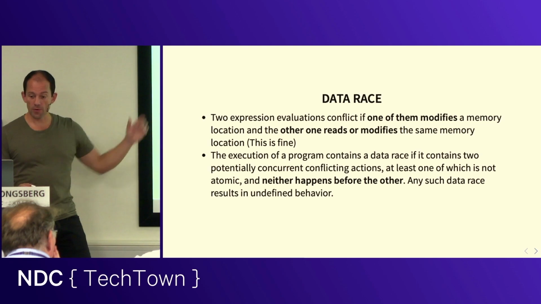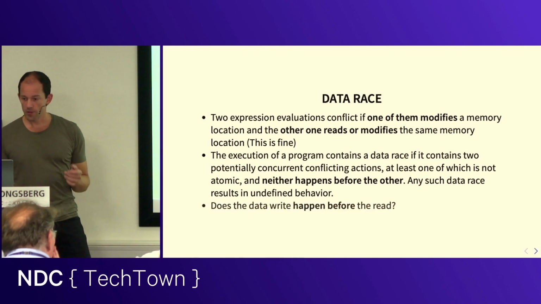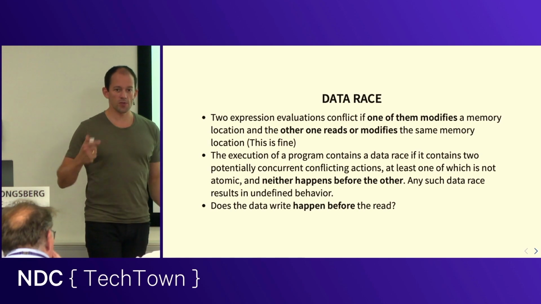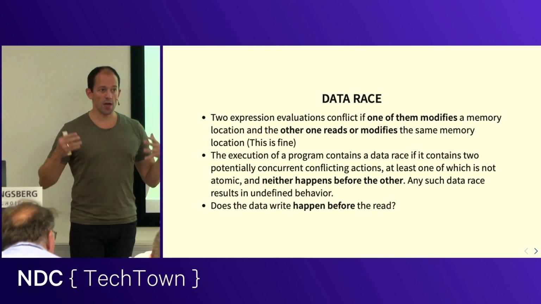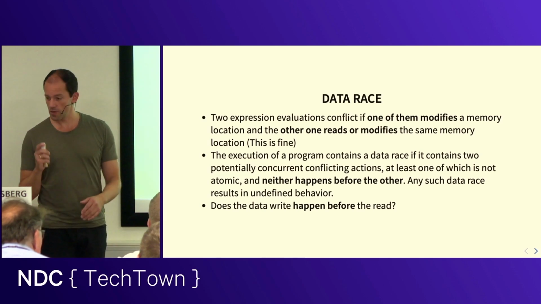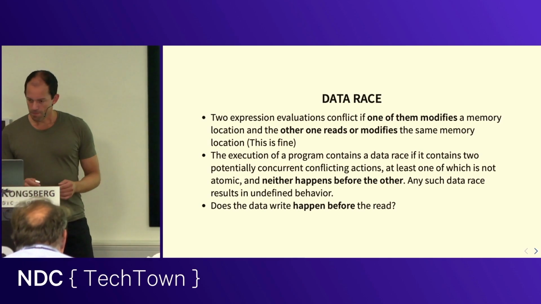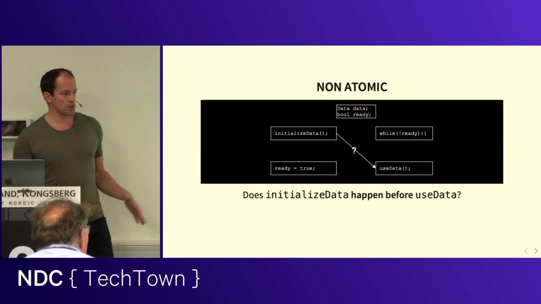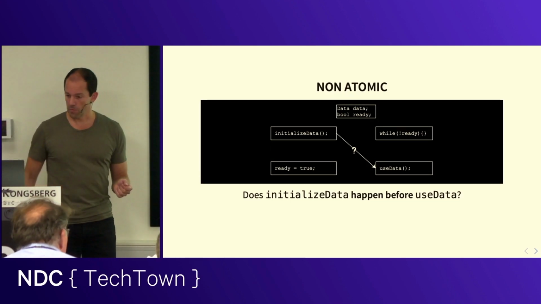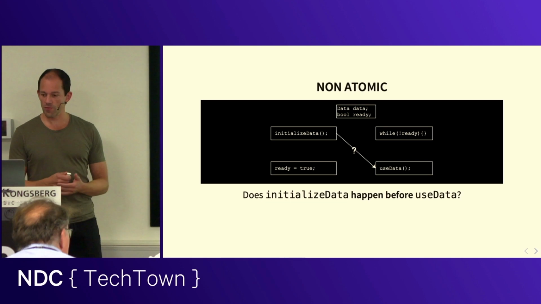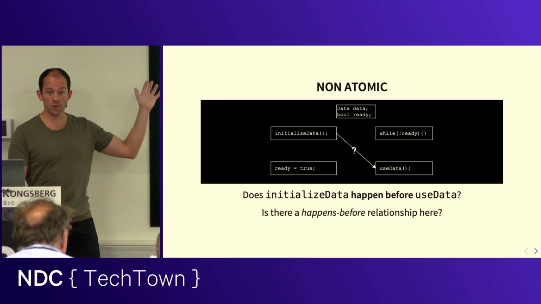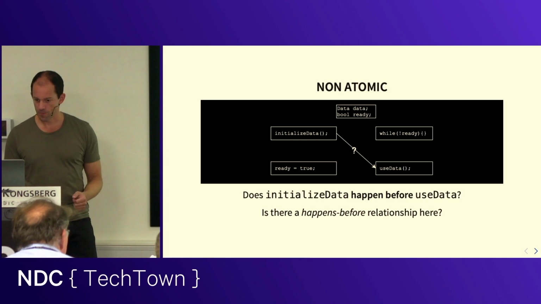Yeah, and any such data race results in undefined behavior. Does the data write happen before the read? And those are the kinds of questions you have to ask yourself all the time when you actually write concurrent code. You'll get some tips in the next talk about this. But now we want to understand how we know whether it happens before. Does initialized data happen before use data? Is there a happens before relationship between these two expression evaluations?